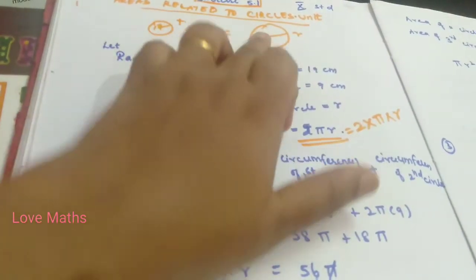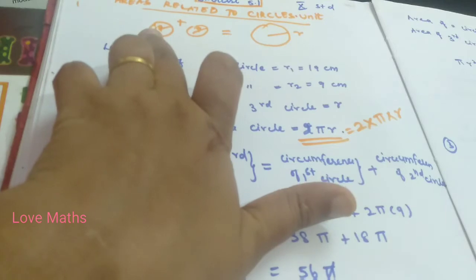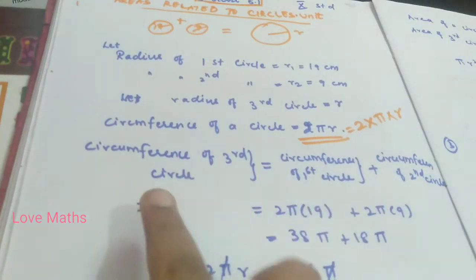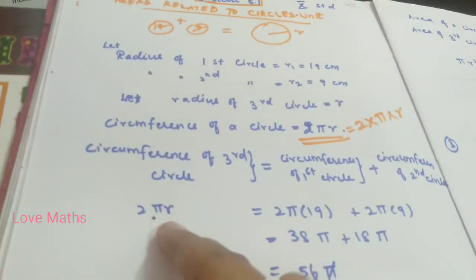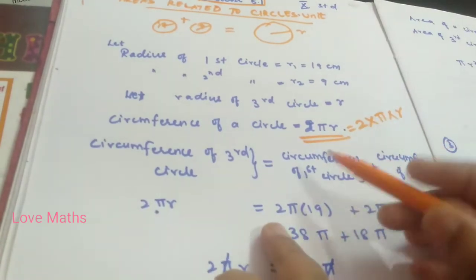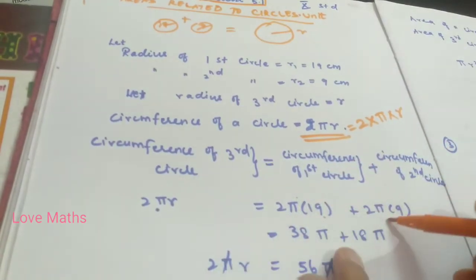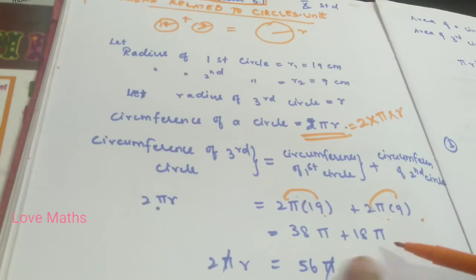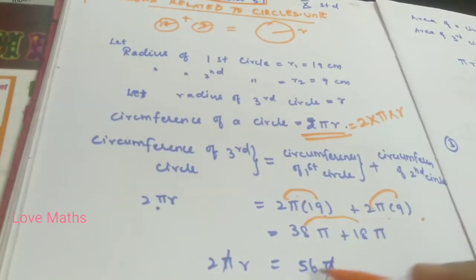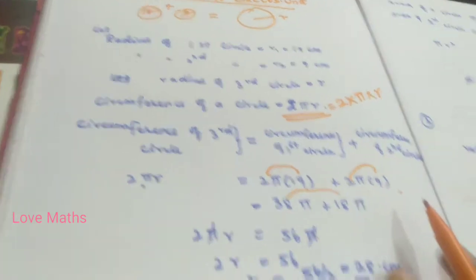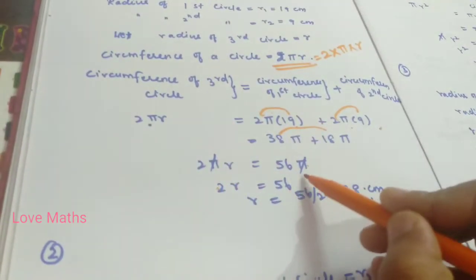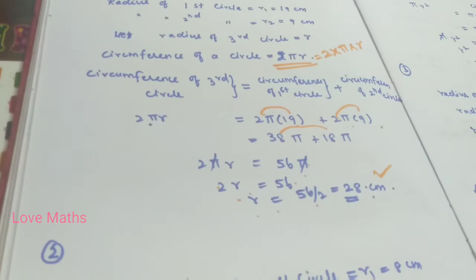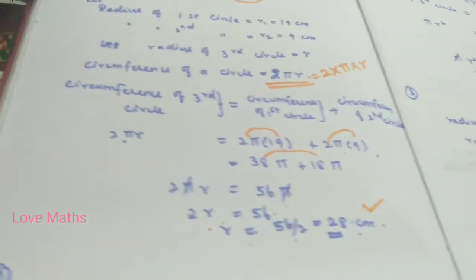So the circumference of the third circle is equal to the circumference of the first circle plus the circumference of the second circle, as the question says: sum means plus. So the third circle circumference is 2 pi, radius we have taken as R, so 2 pi R. This is 2 pi R with value 19, this is 2 pi R with value 9. So 19 into 2 is 38 pi, 9 into 2 is 18 pi. Adding these two, 56 pi. This side 2 pi R. So cancelling pi and pi, 2r equal to 56, so r equal to 56 by 2 equals 28 centimeter. So the new circle radius is equal to 28 centimeter.